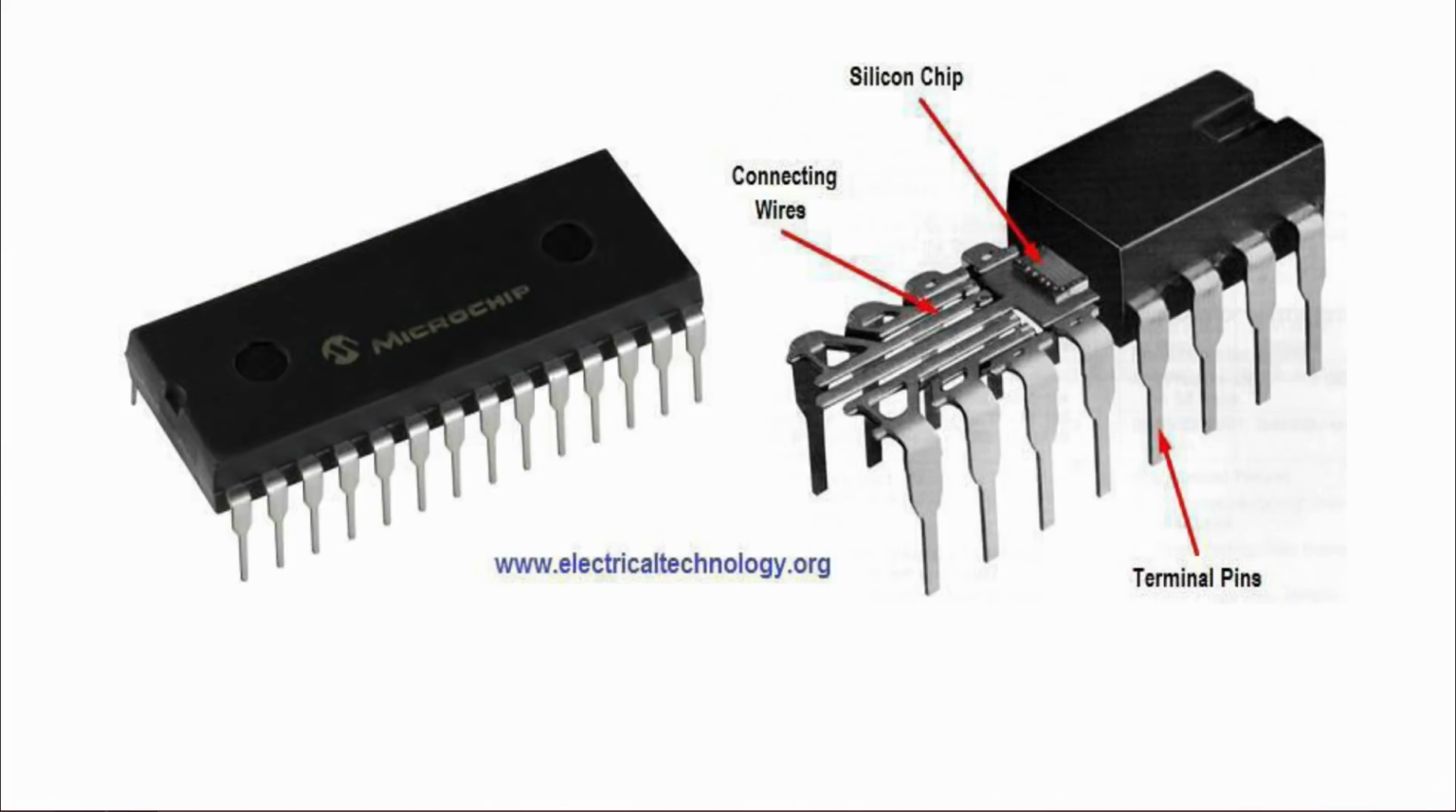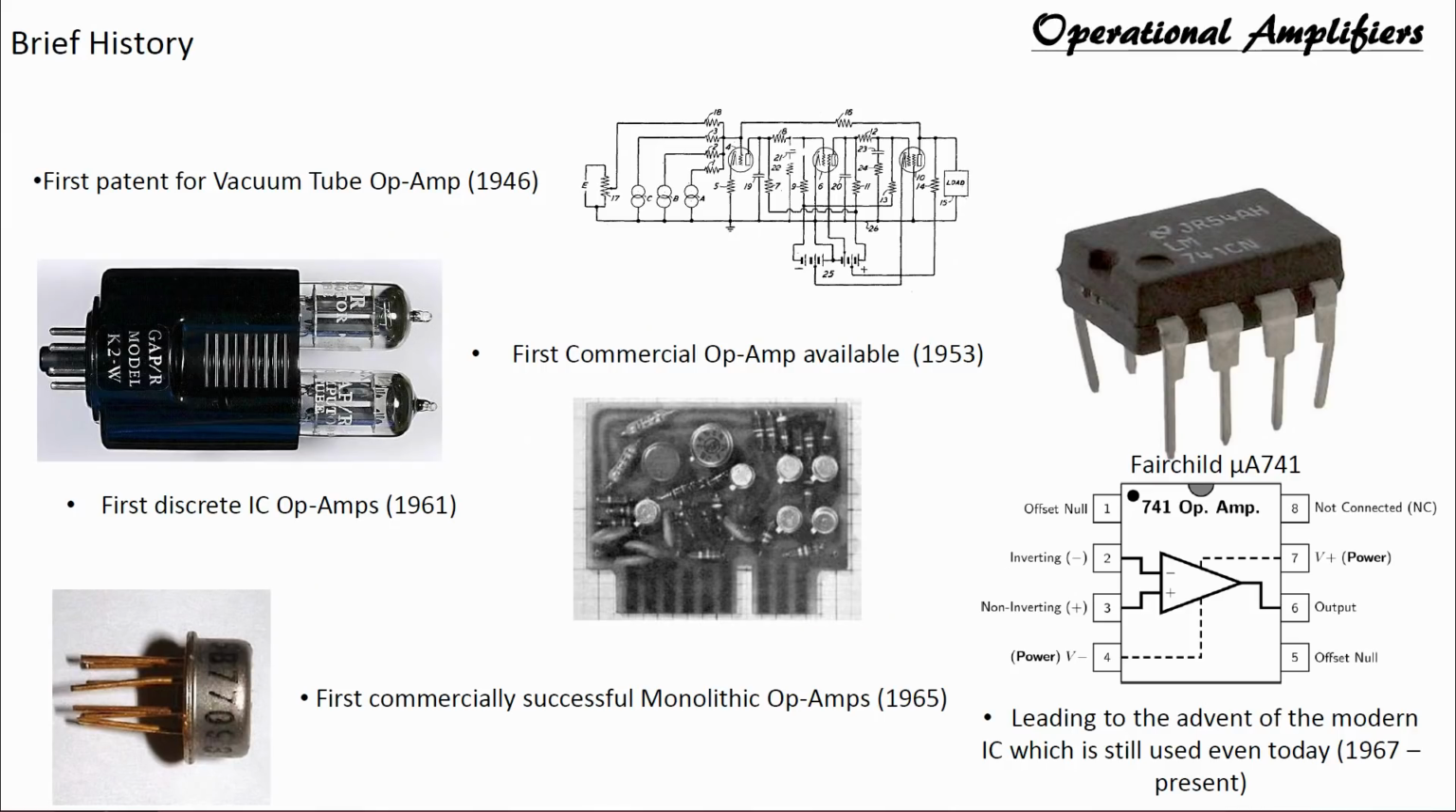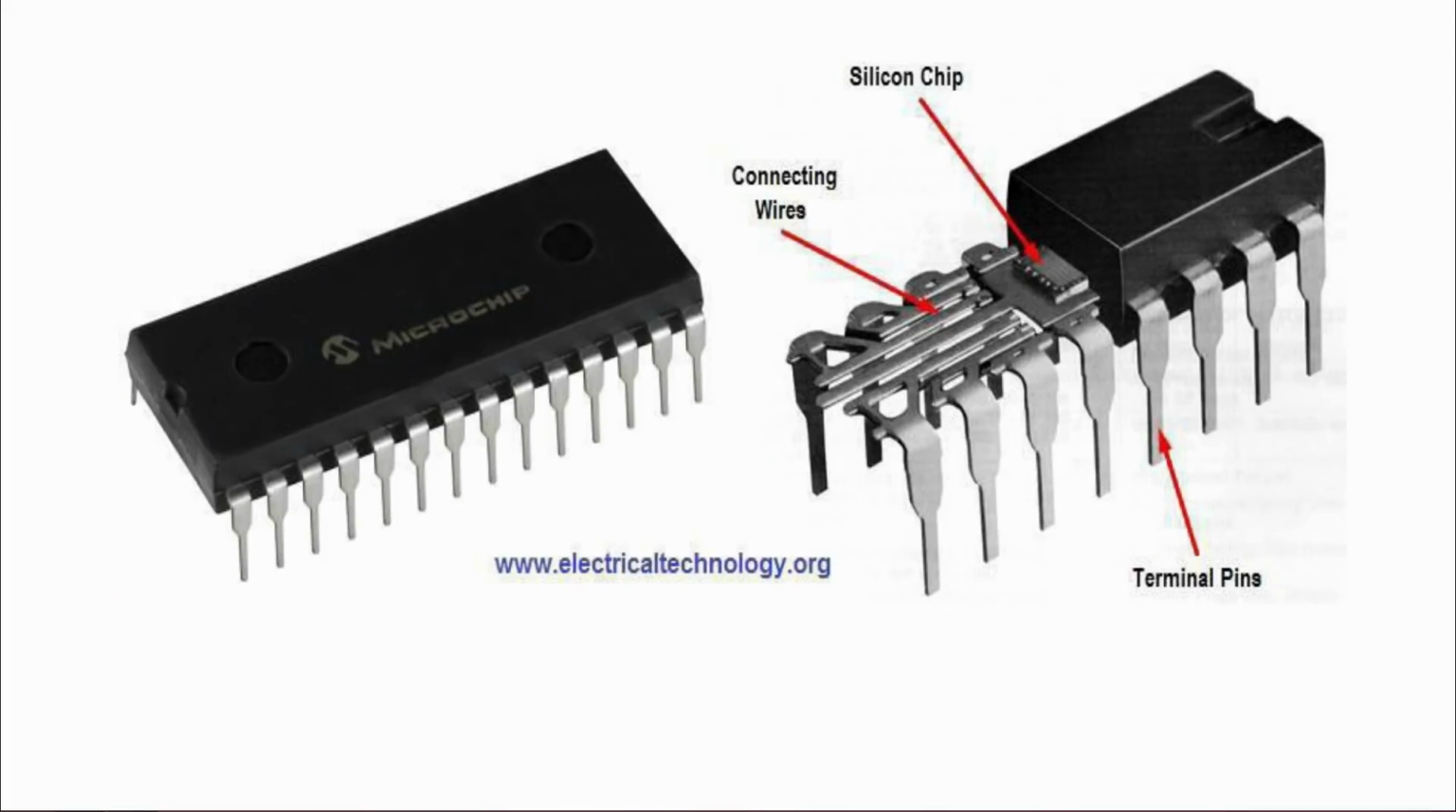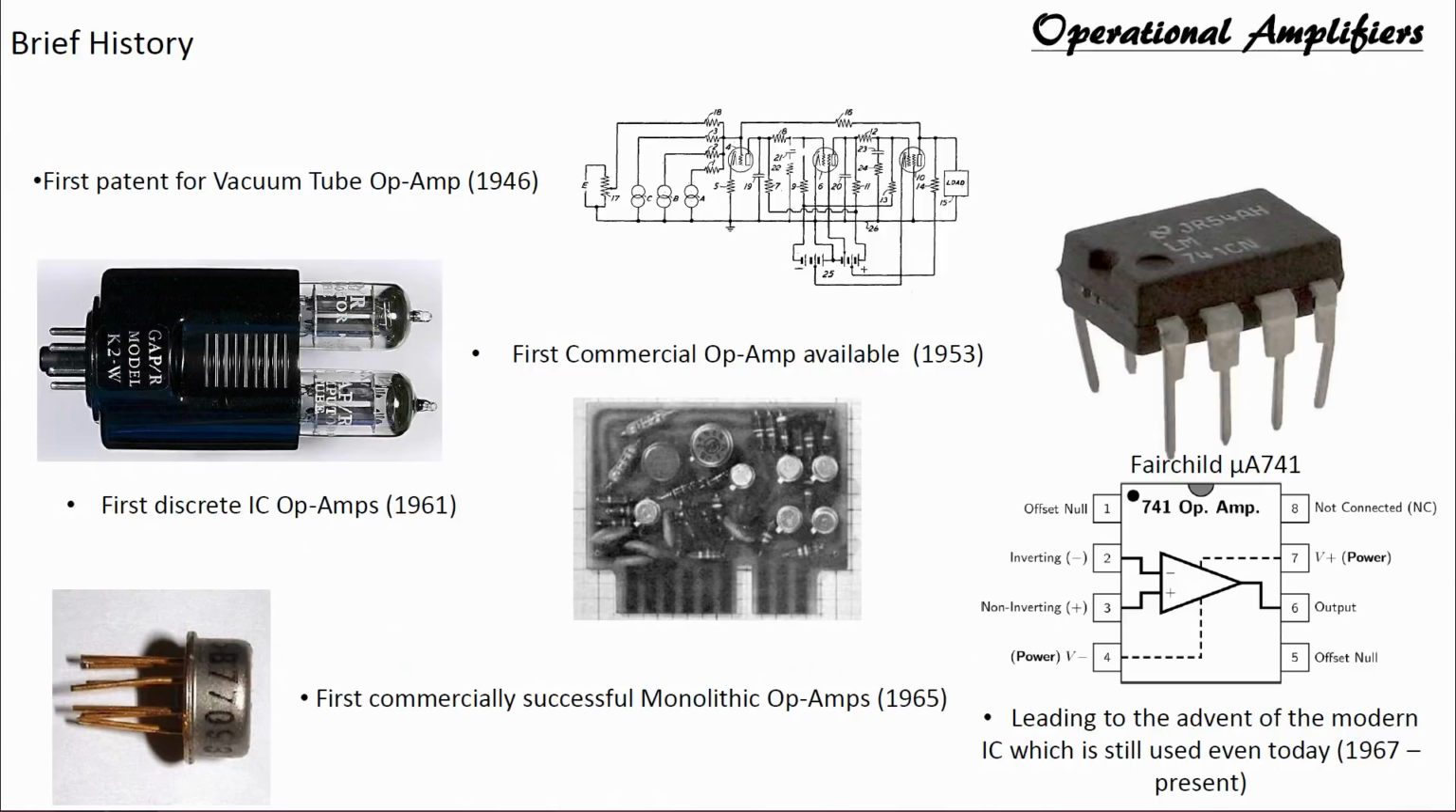So, after this we move to op amps and the silicon chip. When we see this silicon chip, this entire IC can be an operational amplifier, and like I said earlier, within the IC there is a silicon chip, and within the silicon chip there are billions of transistors. We have seen the brief history of op amps from 1946 till 1965, when a monolithic op amp was first designed and commercially available. Then the Fairchild μA741 from 1967, and till present we are using it.